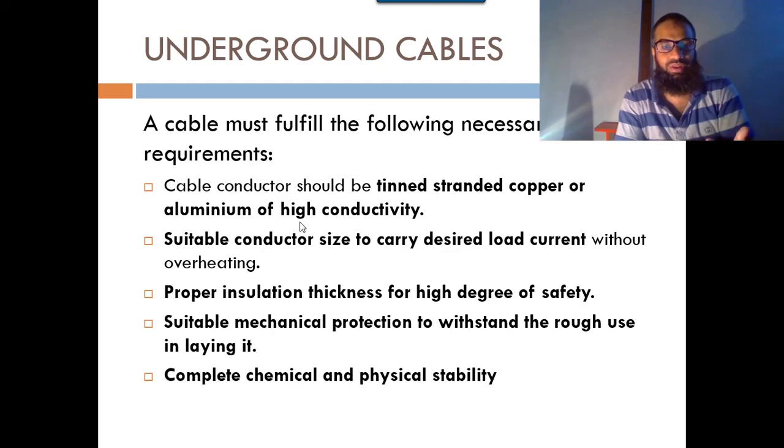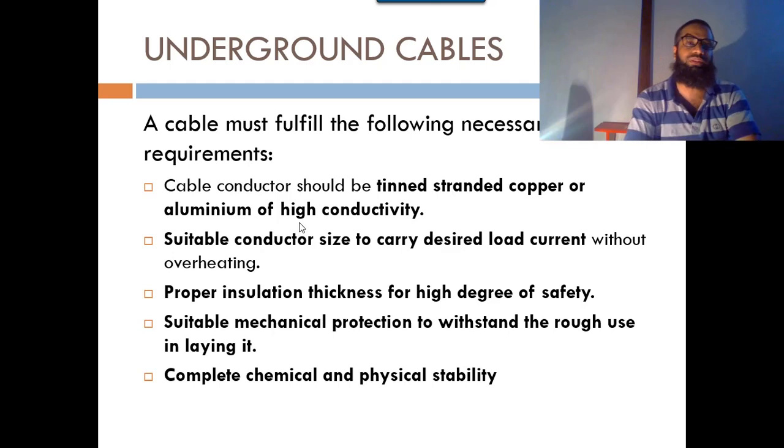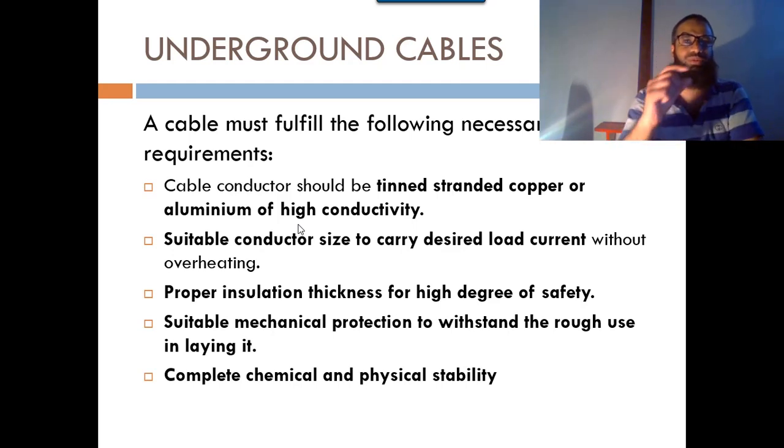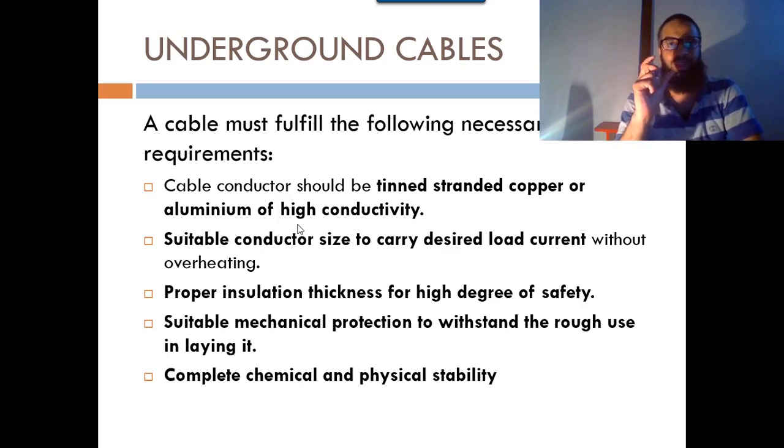The major factors in underground cables are, number one, the copper or the aluminium used to conduct the current in the conductor. Second is the size of the conductor. If you want to transmit a huge current, then the size of the conductor should be large. If you want to transmit lesser current, then the size of the conductor will be small. Third is the insulation used to protect the conductor. The most important thing in the insulation is its thickness, which gives an extra advantage of mechanical or physical safety.